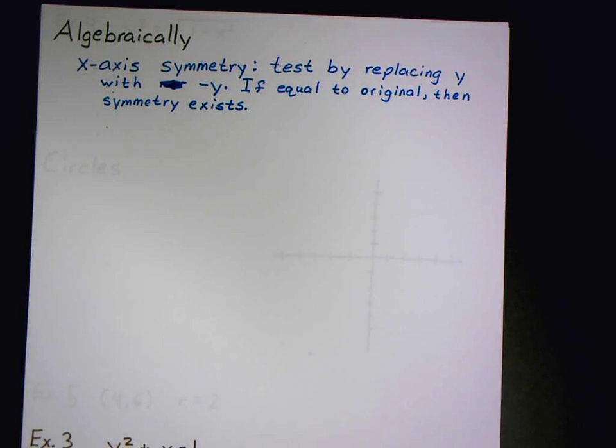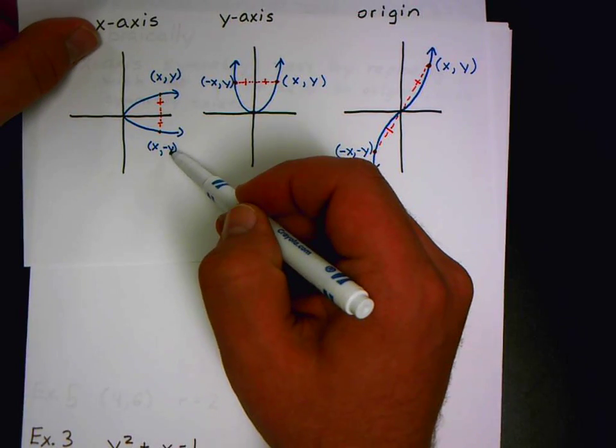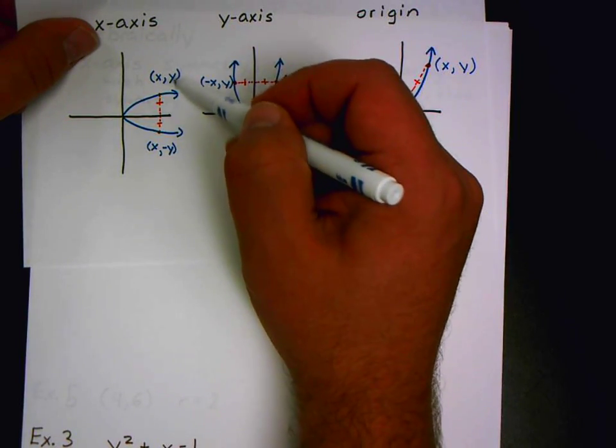I think that's decent. Okay, so when we're testing for x-axis symmetry, we test it by replacing the y with negative y. Right? If you look back at your graph, whenever we have x-axis symmetry, if I put negative y in, I should get an equivalent point, right? So that's how we test it.